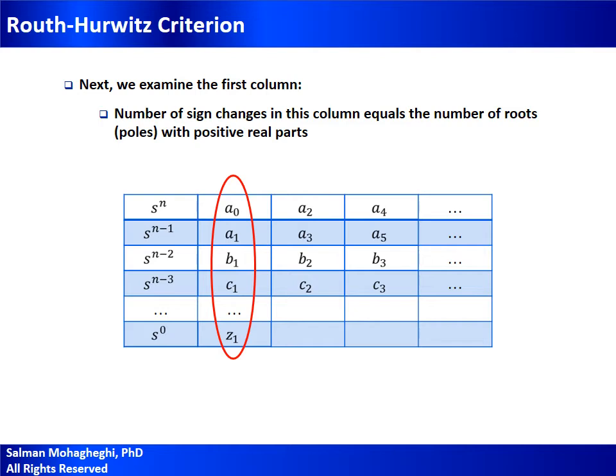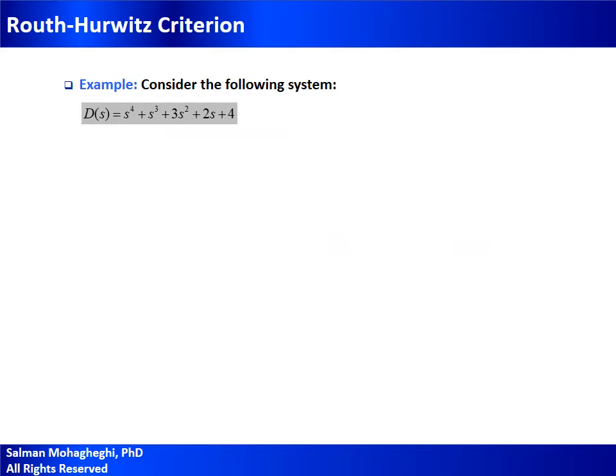Once we have the table ready, we examine the first column. The number of sign changes that we see in this column equals the number of poles in the system that have positive real parts. And again, these are the poles that would lead to instability. Let's see this in an example.